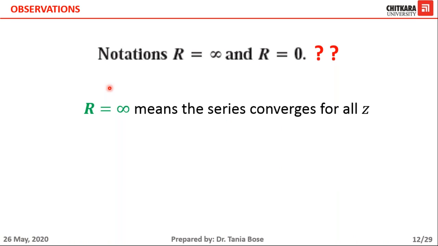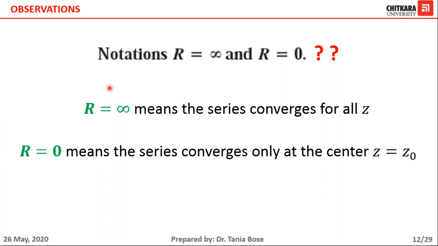R equal to infinity will mean that the series converges for all z. If it includes everything, that means there is no point beyond which it will diverge. It will converge for every point of z. And when R is equal to 0, it will mean that the series converges only at the center, that is z equal to z naught. Else everywhere it will diverge, right?